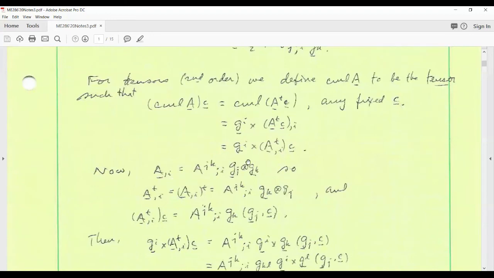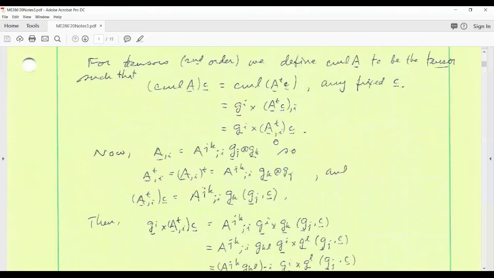So let's see, we need the transpose of this. A transpose comma i is the same as A comma i transpose. As I mentioned last time, taking the derivative of a tensor with respect to a parameter, in this case the ith coordinate, commutes with the operation of transpose. So I can just take the transpose of this, which is the same as interchanging the factors in the tensor product. So I can do that here. And then I have to operate on c, and so I do that here. And that converts the tensor product operating on c to a dot product, g_j dot c.